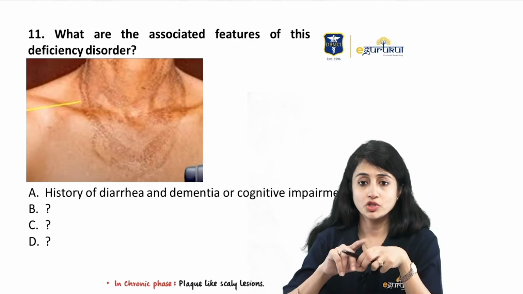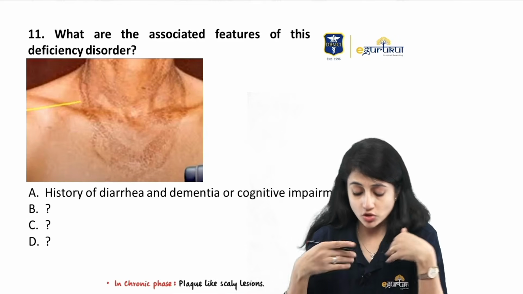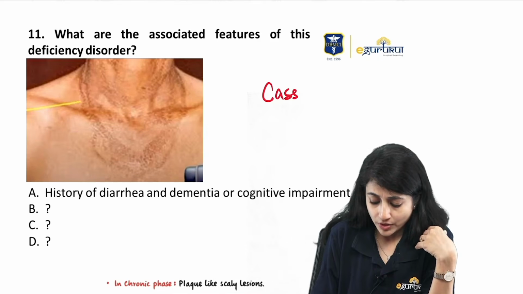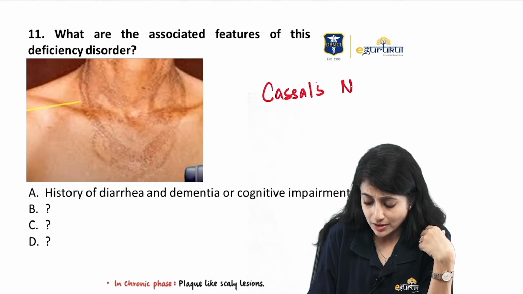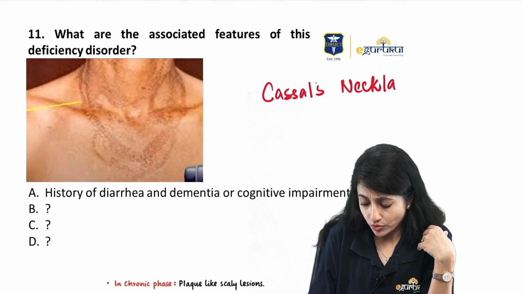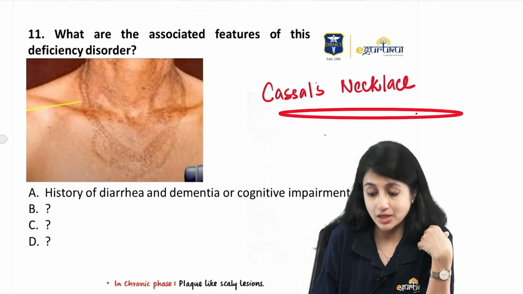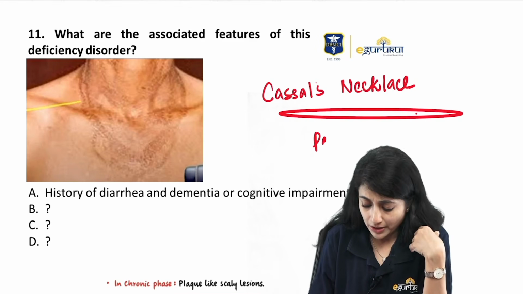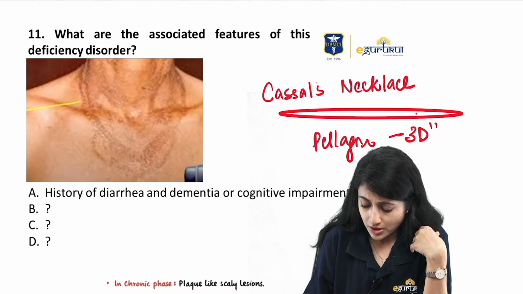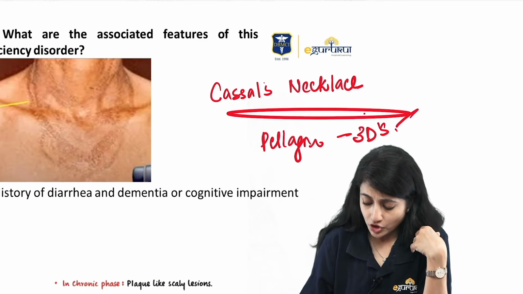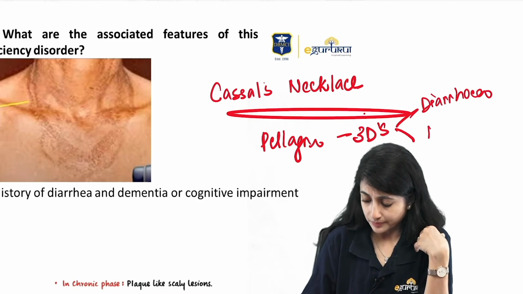And then there was this question in which they had shown what is called Castle's necklace. The sign I had told you, Castle's necklace, is a sign of pellagra, and pellagra is associated with 3 Ds: diarrhea, dementia and dermatitis.